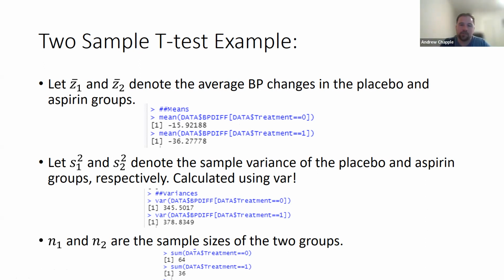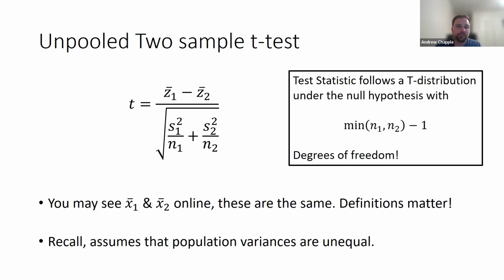S1 squared and S2 squared, those are the sample variances of the placebo and the aspirin groups. So I can use var here to get that. var, and again, I'm indexing the blood pressure difference for only the treatment equal equal 0. Should point out, right, when I'm indexing these blood pressures, I have to say equals equals 0 because that turns it into a logical statement. If you say a single equals 0, it'll reset all your treatment indicators there to all be 0. So you want to use double equals here to index that. N1 and N2, these are the sample sizes at the bottom, 64 and 38.